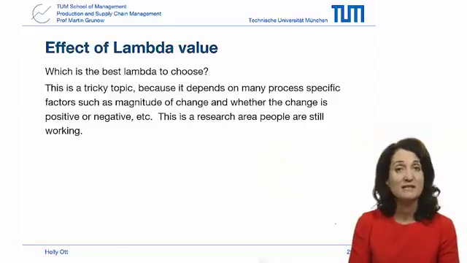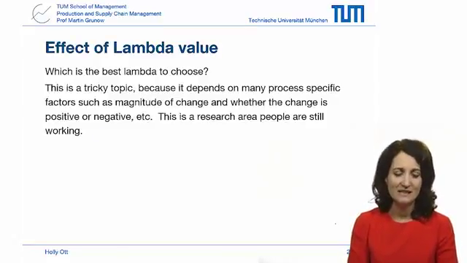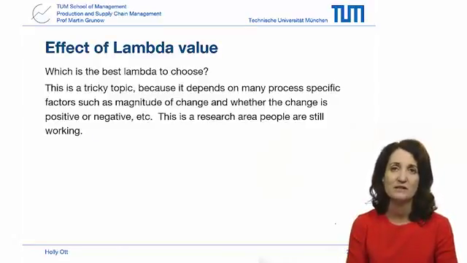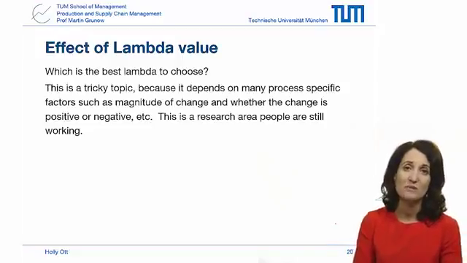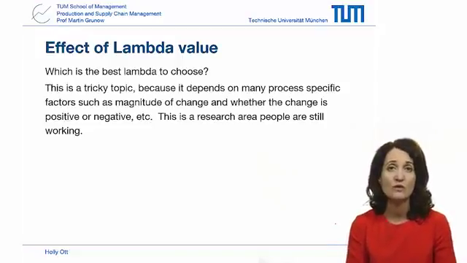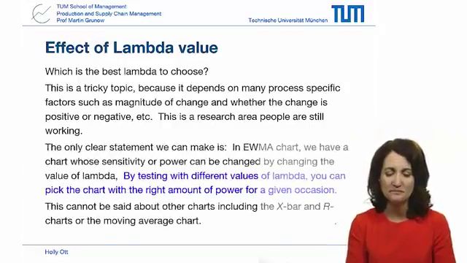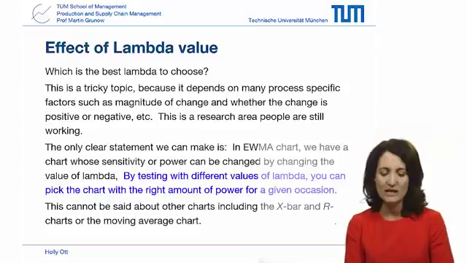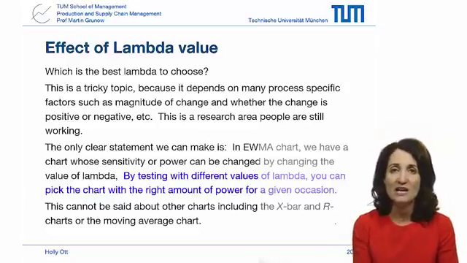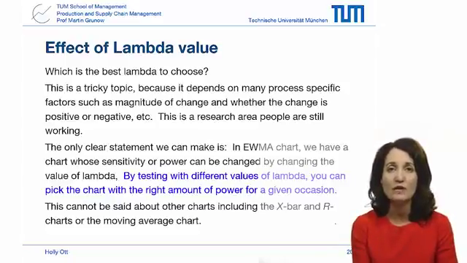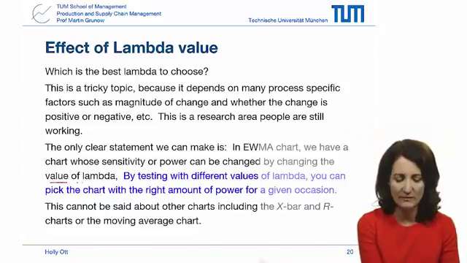And what's the best lambda to choose here? This is a bit difficult because it depends on a lot of specific factors, such as the magnitude of the changes you're looking for, whether the changes are positive and negative, and there's a lot of research still going on in this. But what is useful here is that the sensitivity or power of this EWMA chart can be changed by changing the value of lambda.